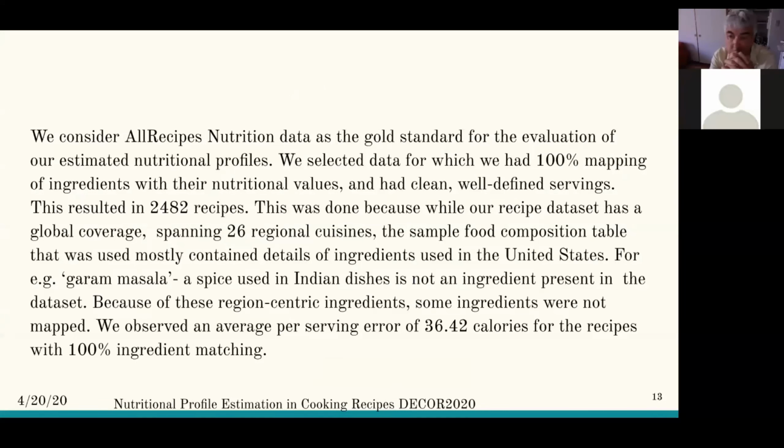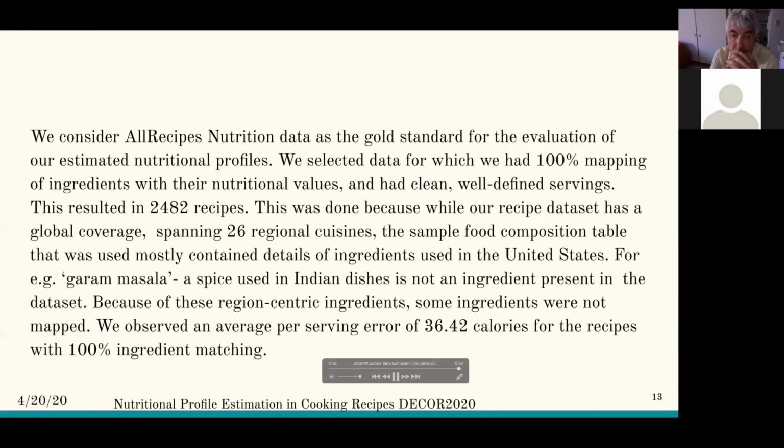We only took 100% mapping because our recipe dataset has a global coverage, spanning almost the entire world. Those 100,000 recipes come from various regions, and the nutrition composition table that we used is only a US-based model. Even though it has a lot of ingredients, it is missing some key ingredients that may be regional specific. For example, garam masala, a spice used in Indian dishes, is not present in the dataset. It's used in a lot of recipes, and that creates a problem because that ingredient will not get matched. So because of these region-centric ingredients, some ingredients will not match.